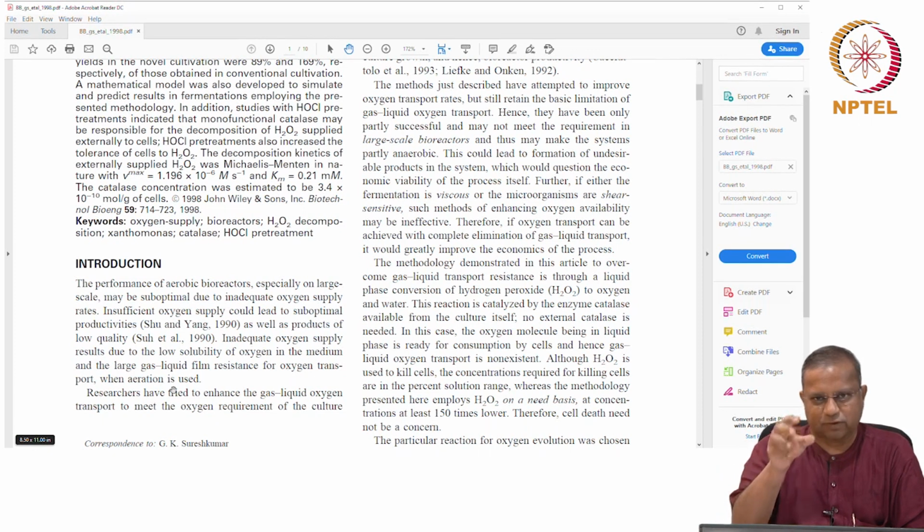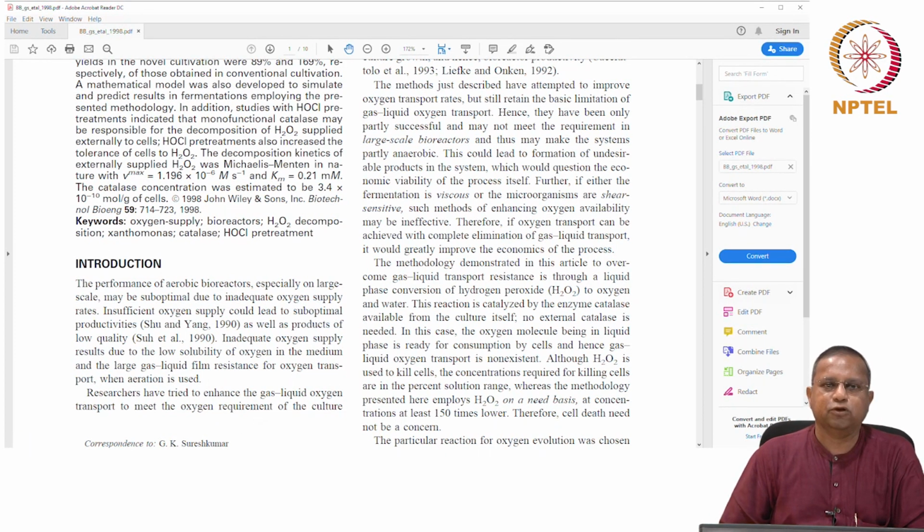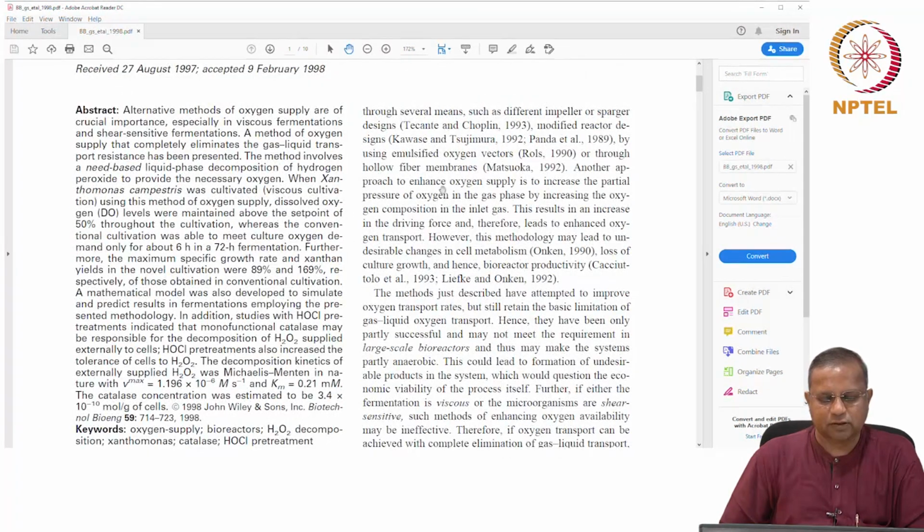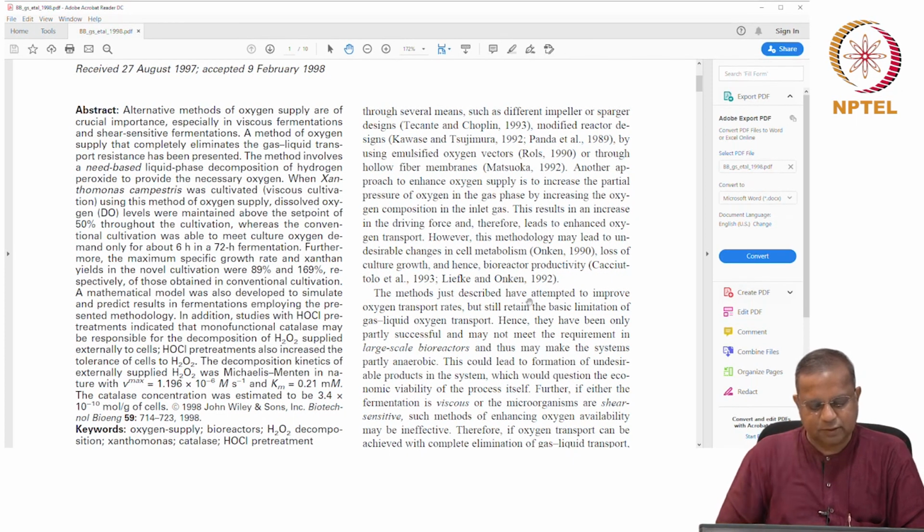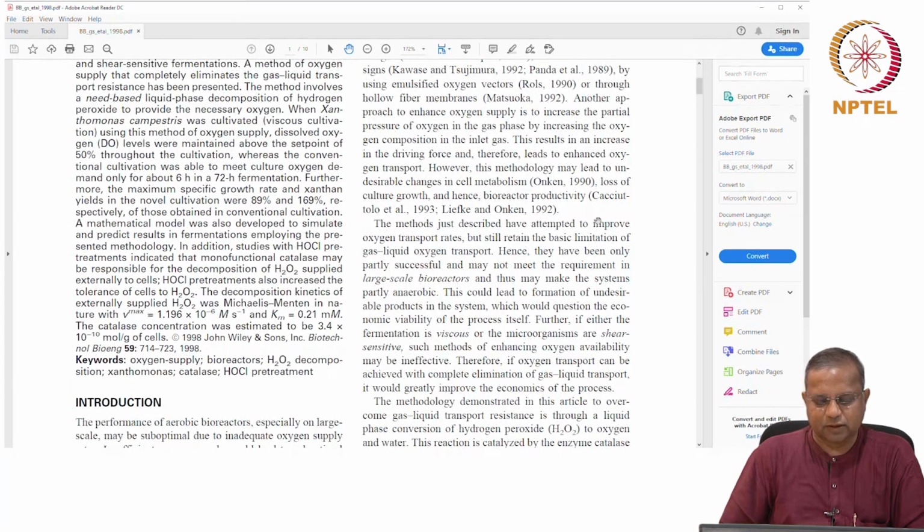So the region where the oxygen concentration drops is the conceptual film, nothing else. Okay, it's a conceptual film. There's actually no physical film there. It is a region where there's a huge drop in the oxygen concentration. Researchers have tried to eliminate the gas liquid oxygen transport limitation to meet the oxygen requirement of the culture through several means. Some of the means are given here. The methods described here have attempted to improve the oxygen transport rates, but still retain the basic limitation of gas liquid oxygen transport. It is always from the gas phase to the liquid phase.